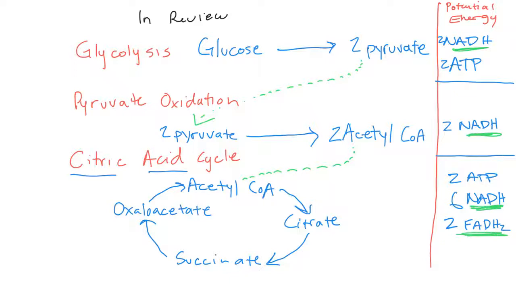In actuality, not all those protons go through ATP synthase. Some of them find a way through some other way. And so you actually only get 30 to 32 ATP out of one molecule of glucose. Okay?